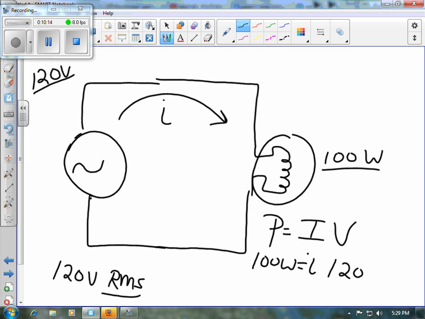120. So 100 divided by 120, 10 divided by 12, or 5/6. Do we know what that's going to be in decimal? 0.8, something like that. 0.8 amps, if we did our math right. I think that's what it is. So that's one way to use this power equation, and it's kind of an everyday example.